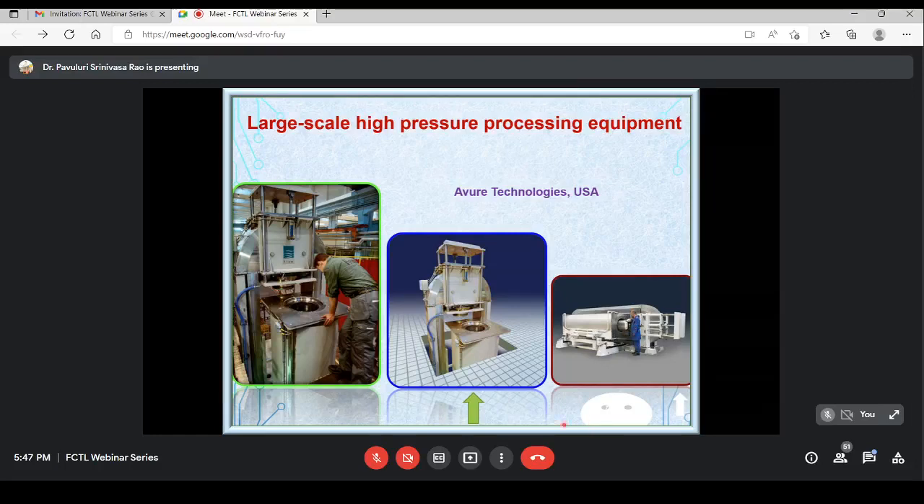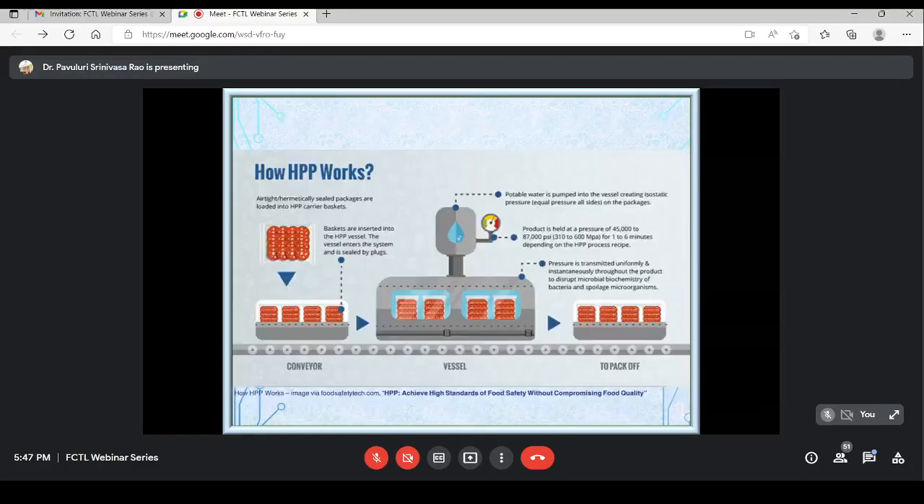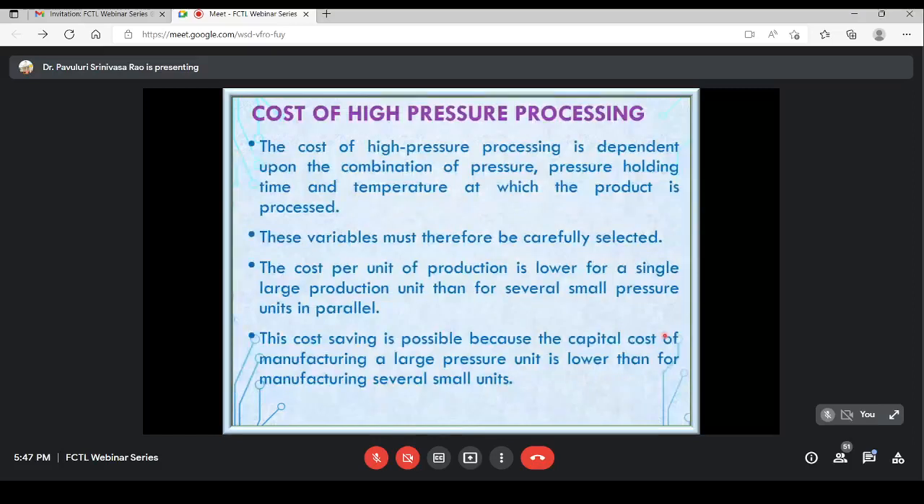You can see in the next slide how this works. These individual packed products are loaded into a crate. The entire crate will be pushed into the vessel, and both end caps will be closed. After the treatment is done, the entire crate will come out as treated product. Now, most of the time, cost is talked of as a very important parameter.